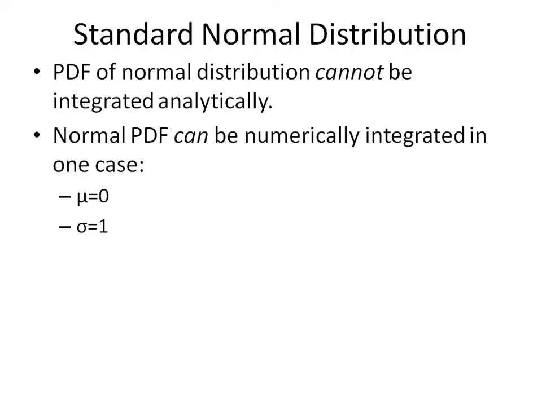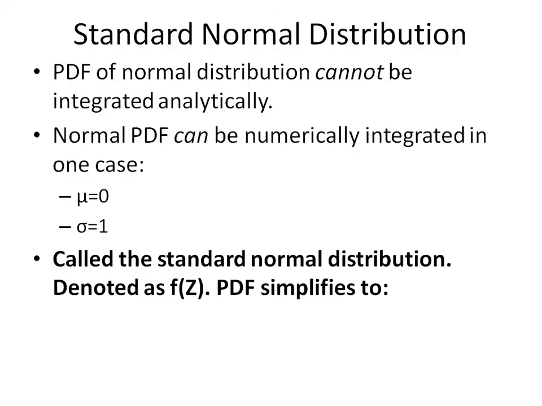And that's true for analytical integration, but normal PDFs can be numerically integrated in one case, where the mean is 0 and the standard deviation is 1. And that is called the standard normal distribution. We denote it as f of big Z. And the PDF that I showed you before simplifies to this equation here.